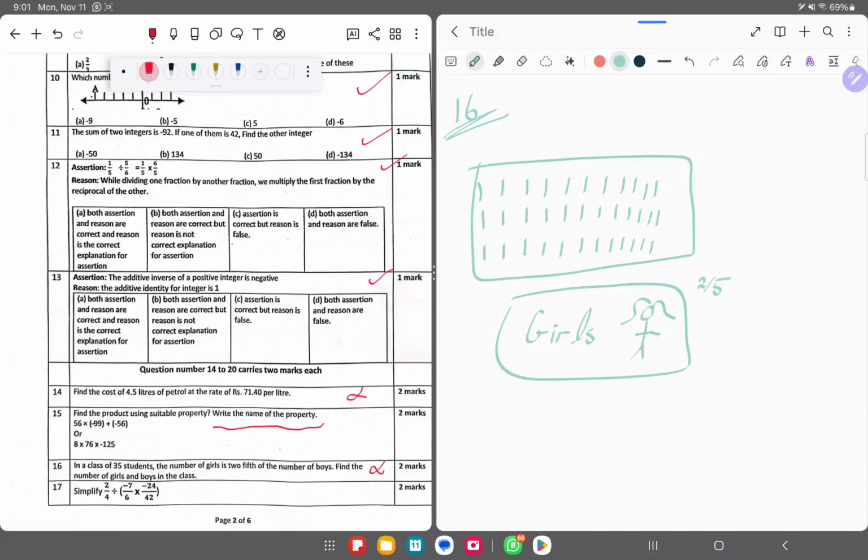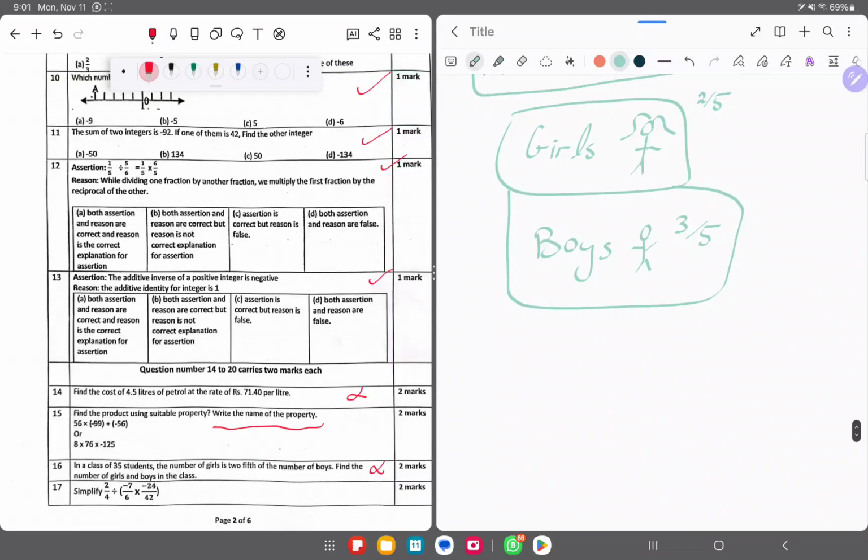Listen again: in a classroom of 35 students, the number of girls is 2/5 the number of the boys. So 2/5. Now I've got 3/5. 3/5 are the boys. Yes or no? The number of girls is 2/5 the number of boys. Wait, I guess I'm making a mistake here.